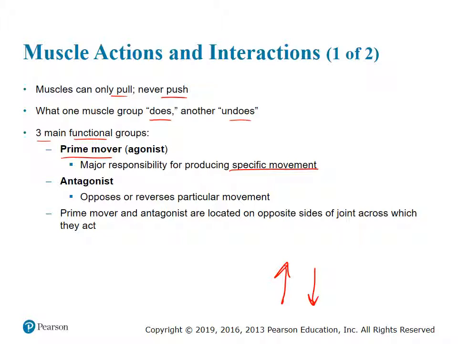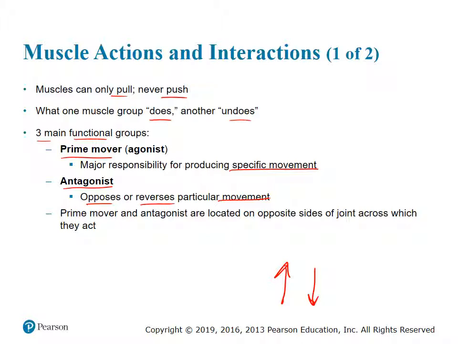The antagonist does the opposite, basically, or reverses whatever movement the prime mover is doing. We mentioned the biceps brachii muscle being a prime mover in lifting something with your hand. And conversely, we have the antagonist, the triceps brachii, that does the opposite. If we're lifting something with our hand, we're lowering it down with our tricep. The prime mover in that example is the bicep. The antagonist would be the tricep.